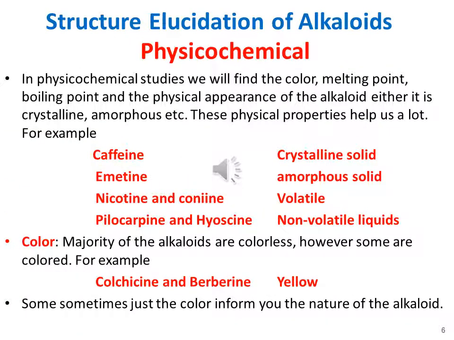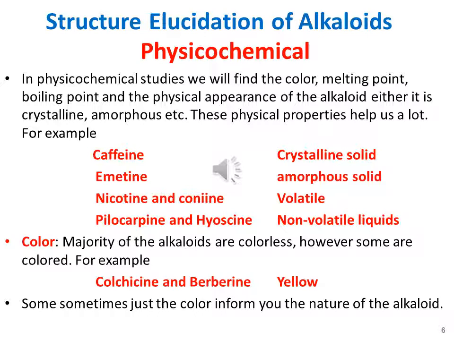So the first step in the structural elucidation of alkaloids is the study of its physicochemical properties. In physicochemical studies, we will find the color, melting point, boiling point, and the physical appearance of the alkaloid, either crystalline, amorphous, etc. These physical properties help us a lot. For example, caffeine is a crystalline solid. On the other hand, emetine is an amorphous solid. Nicotine and quinine are volatile liquids. Pilocarpine and hyoscine are non-volatile liquids.